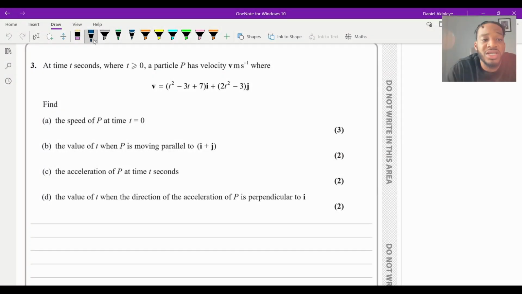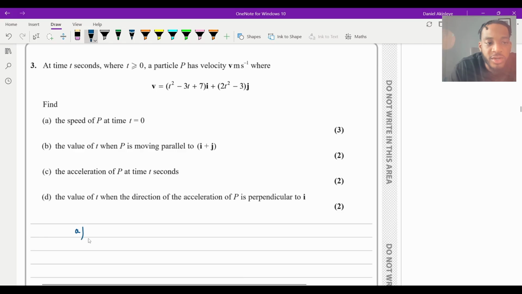Okay, so question 3 says, at time t seconds, where t is greater than or equal to 0, a particle P has velocity v meters per second, where v is equal to (t squared minus 3t plus 7)i plus (2t squared minus 3)j. Find, part A, the speed of P at time t equals 0. We've got the velocity vector and they're asking for the speed. Remember, the speed is just the magnitude of the velocity. So plug in 0 into your velocity vector, then take the magnitude by doing Pythagoras. Let's go ahead and do that.